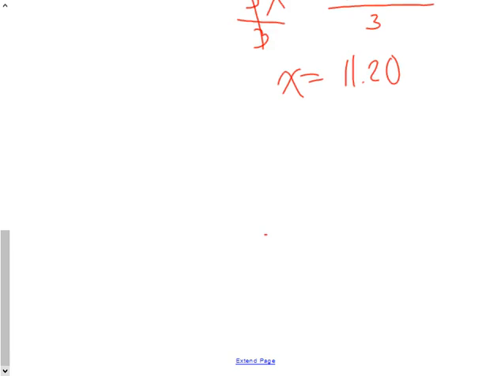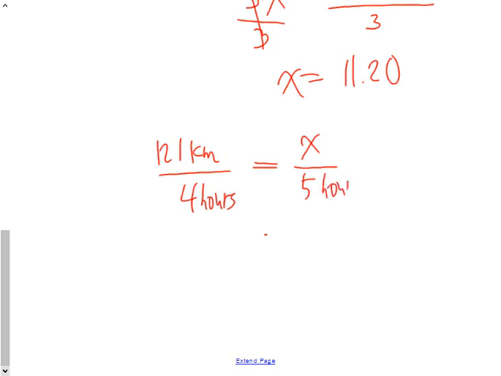Let's pretend a bicyclist can go 12 kilometers per hour, 12 kilometers in, actually, we won't say that. We'll say 112 kilometers. Now, we'll make it easier, something that's divisible. Let's just do 121 kilometers in 4 hours. How far could he go in 5 hours?